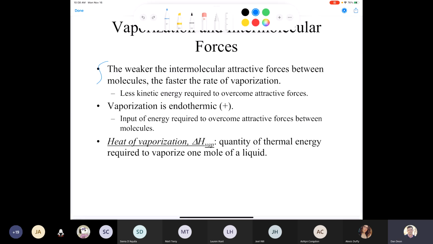Now, I've taught chemistry long enough to know not to ask my students about lantern fuel. Okay, but if you've ever seen nail polish remover, okay, so nail polish remover.